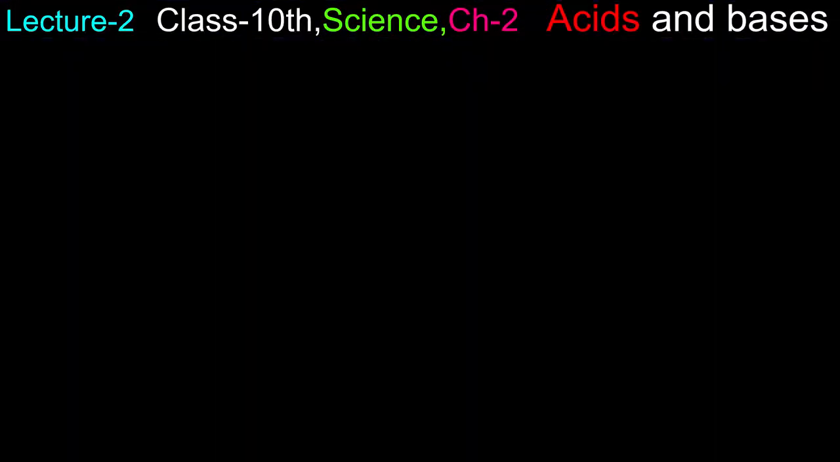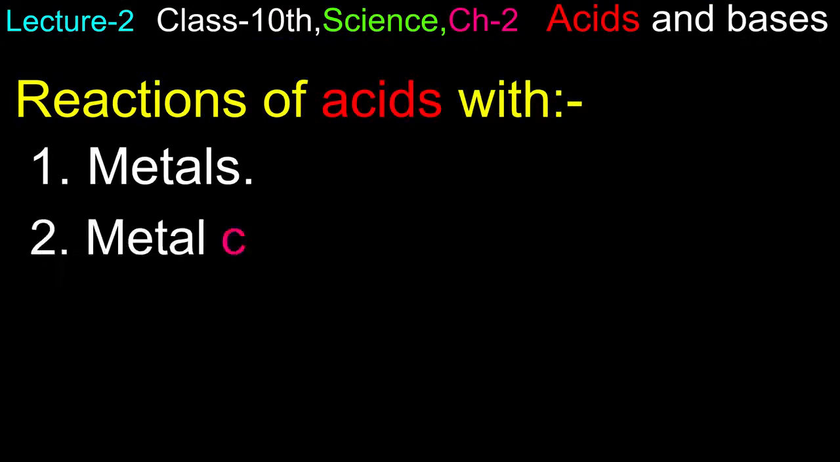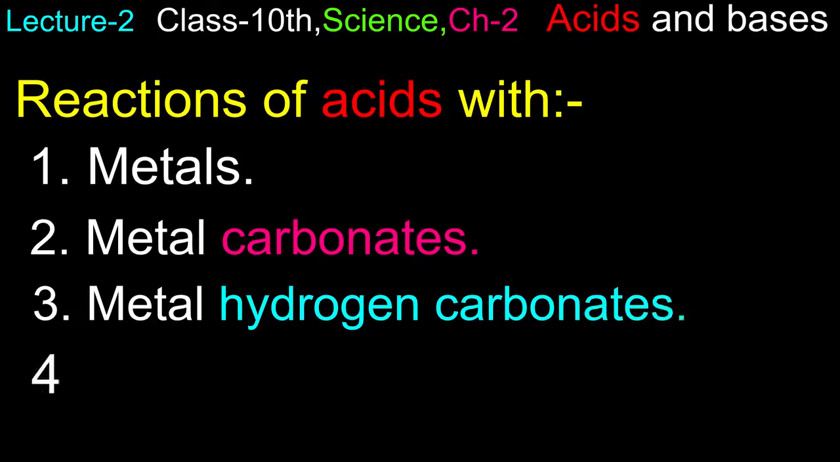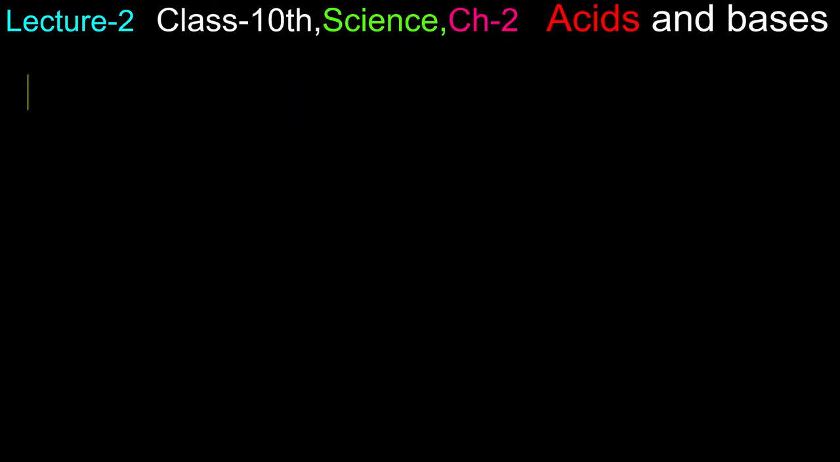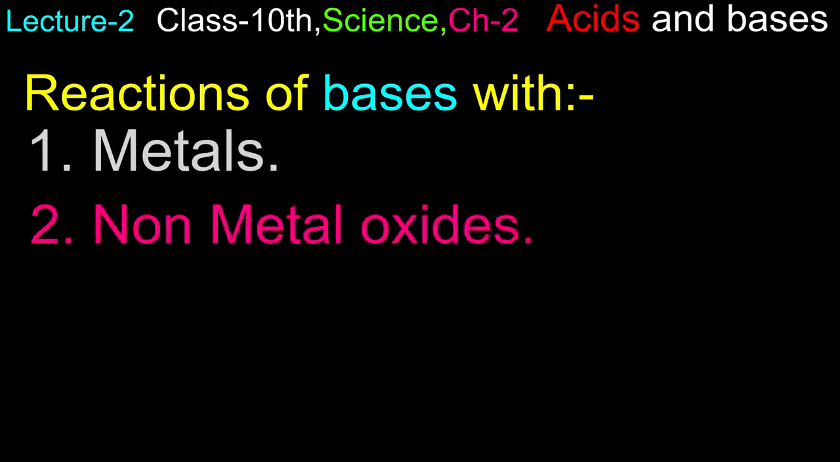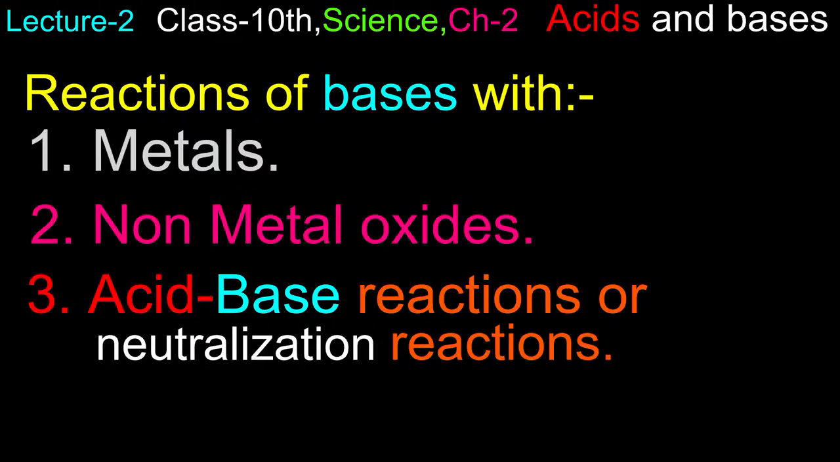First, I shall show you how acids react with number 1 metals, number 2 metal carbonates, number 3 metal hydrogen carbonates, and number 4 metal oxides. And then I shall perform other activities to show the reactions of bases with number 1 metals, number 2 non-metal oxides, and number 3 I shall show you acid-base reactions or neutralization reactions. That means how acids and bases react with each other.